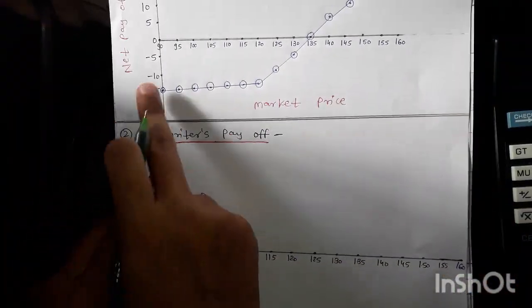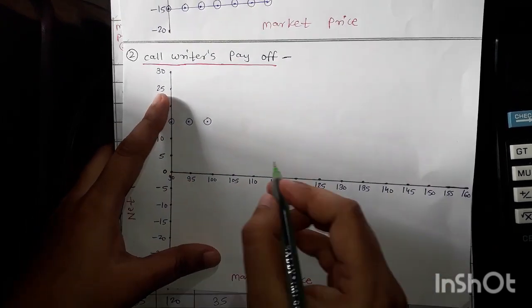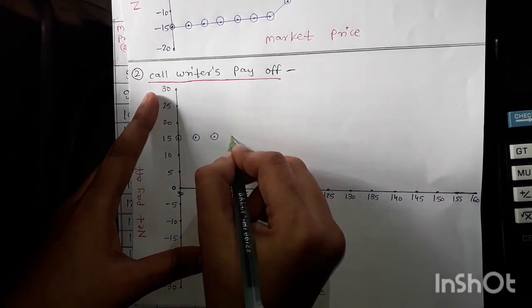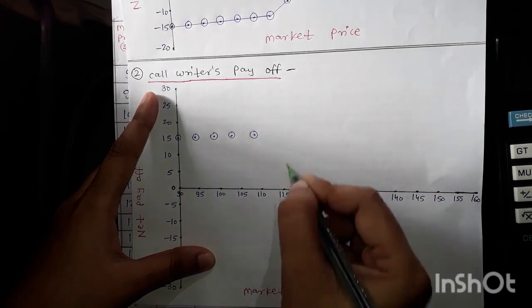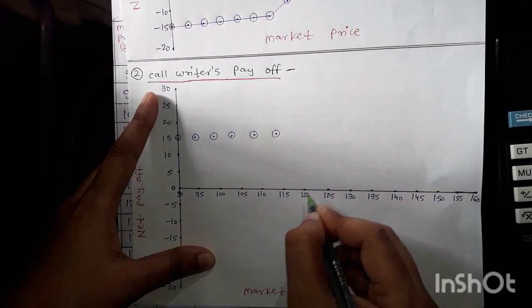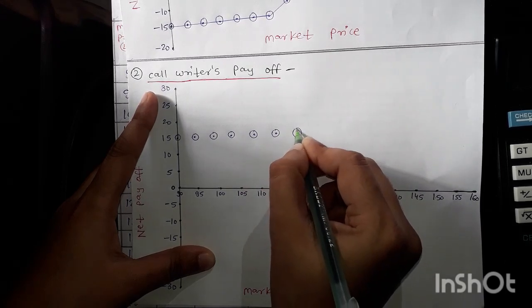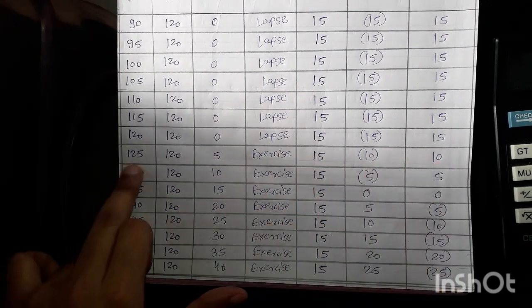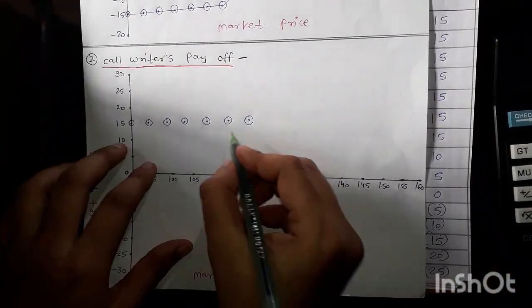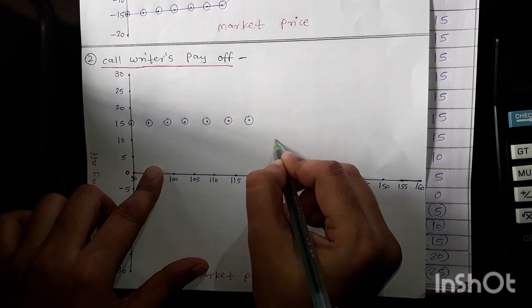Okay, जैसे इधर निगेटिव में था वैसे इधर पॉजिटिव में है. So again 15, 15, 15 and 15. Okay, now after 120 we are getting 10. So for 125 we have 10.